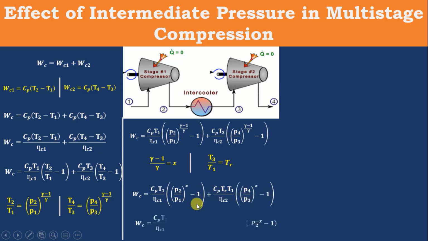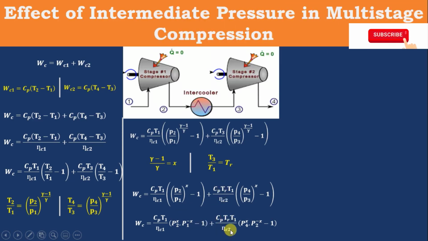Again simplify this equation: Wc is equal to Cp T1 divided by first compressor efficiency, P2 whole power x, dot P1 minus x, minus 1, plus Cp Tr T1 divided by second compressor efficiency, P4 power x, dot P2 power minus x, minus 1. Why have we written P2? We know that P3 is equal to P2. Here also we have P2. So we consider P3 is equal to P2.